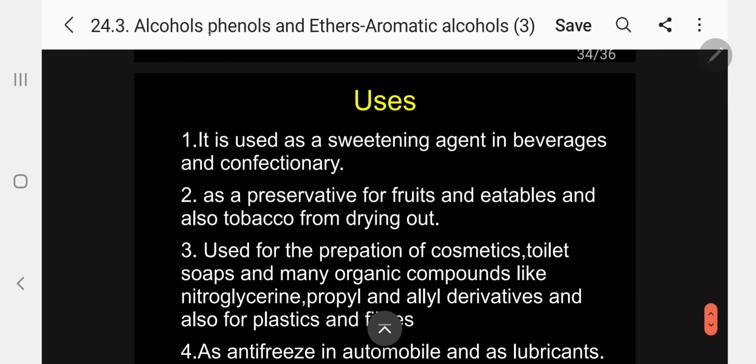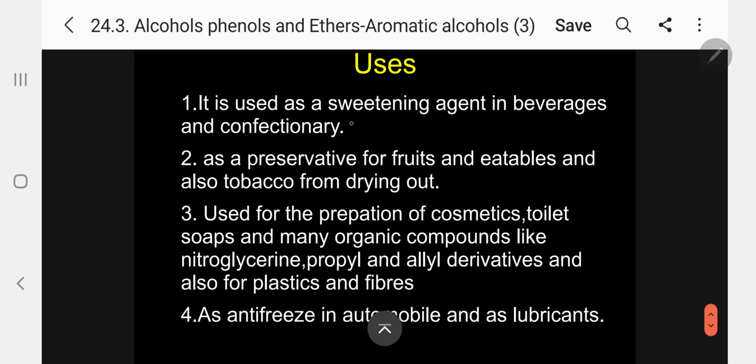Coming to uses, it is used as a sweetening agent in beverages and confectionery. Number two, it is used as a preservative for fruits and eatables and also for tobacco for drying out. It is used for the preparation of cosmetics, toilet soap, and many organic compounds like nitroglycerin, propyl, and allyl derivatives, and also for plastic and fiber. And it is also used as an antifreeze in automobiles and as lubricant.